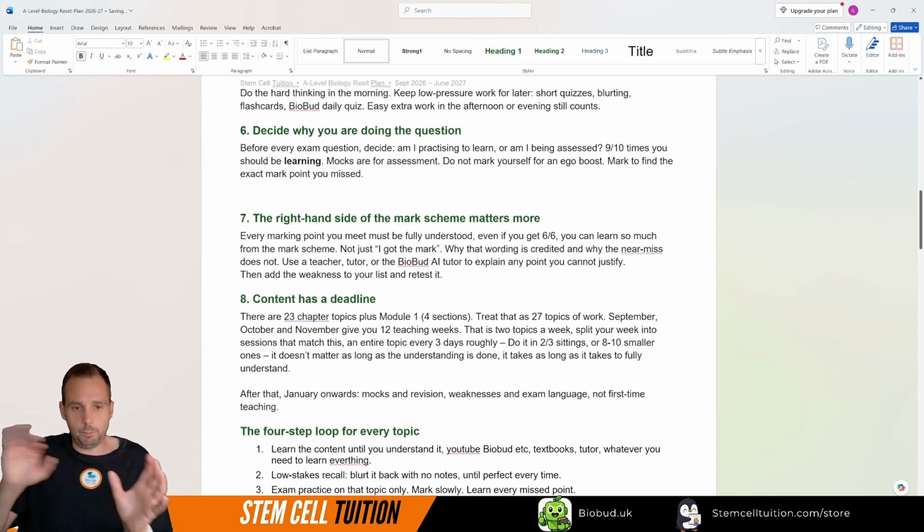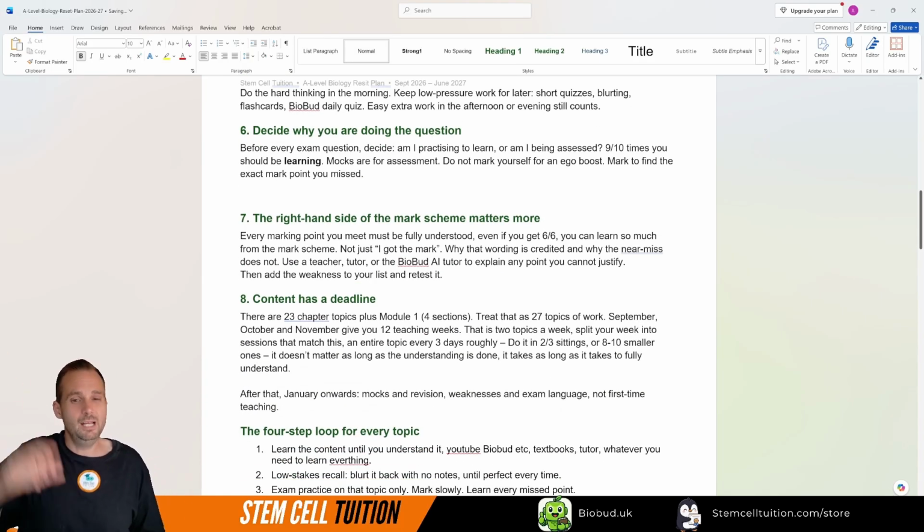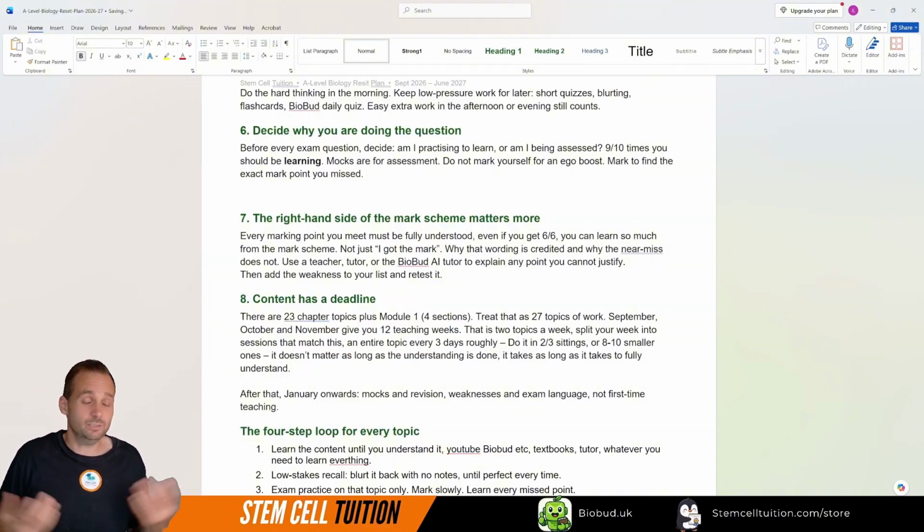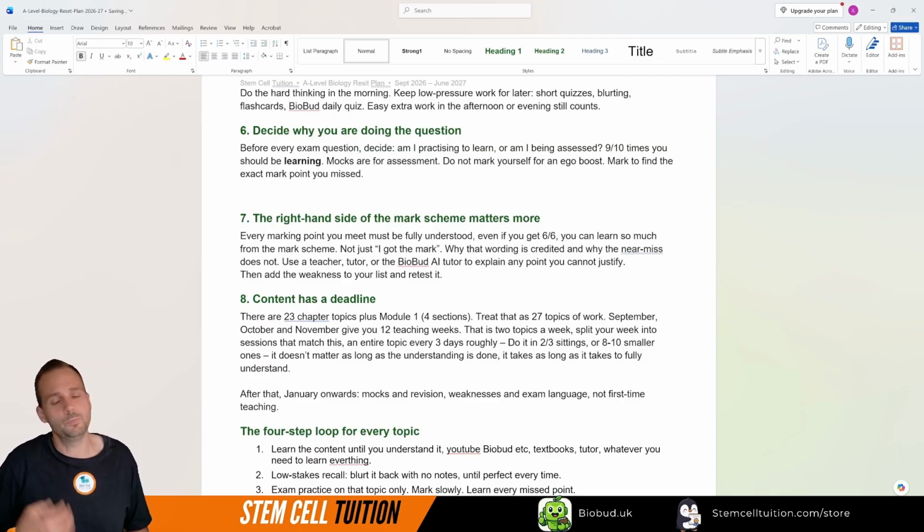So yeah, that applies to the right-hand side of the mark scheme. So important to work out, why is it allowed? Why is it not allowed? What is it about the language? Sometimes it is really hard to work out. 99% of the time, I will be able to tell you, so just ask me.